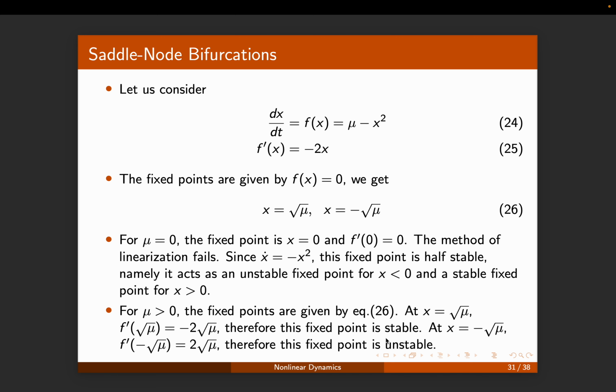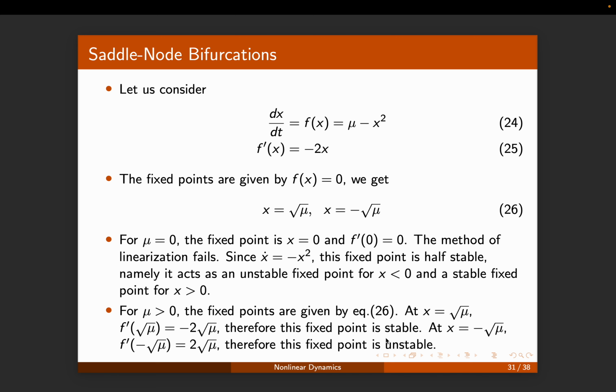For mu equal to 0, the fixed point is x equal to 0, and f prime of 0 equals 0, so it is neither positive nor negative. So the method of linearization fails here. But from the dynamical equation x dot equal to minus x square for mu equal to 0, f of x turns out to be negative for x greater than 0 and also negative for x less than 0. Therefore, this x equal to 0 fixed point is half stable.